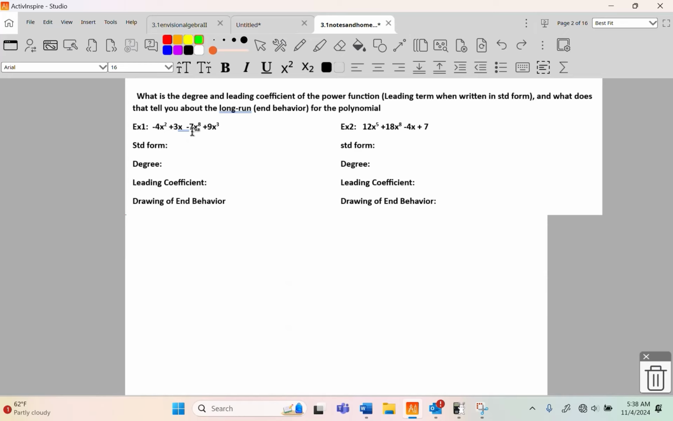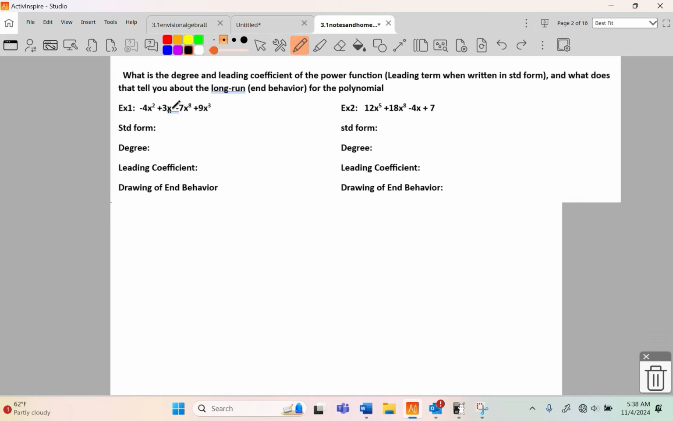So in standard form, this negative 7x to the 8th is the biggest thing up there, followed by the 9x cubed, followed by negative 4x squared, and followed by 3x. She is of degree 8, also an 8th degree. The leading coefficient is negative 7. Now, when you put these two together, that gives you the drawing of the end behavior. This is a negative x to the even. She will start low and she will finish low.